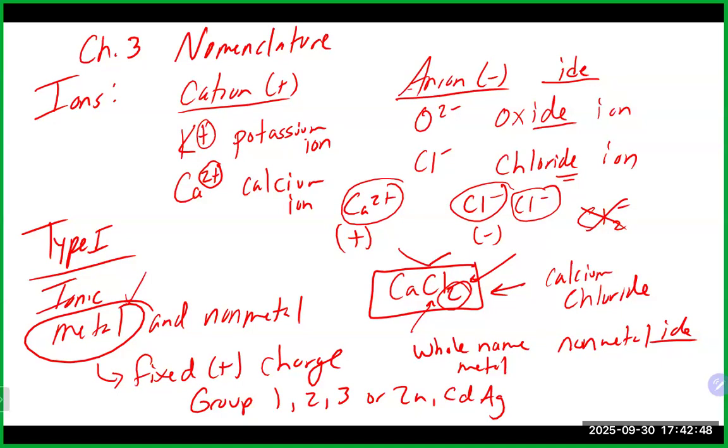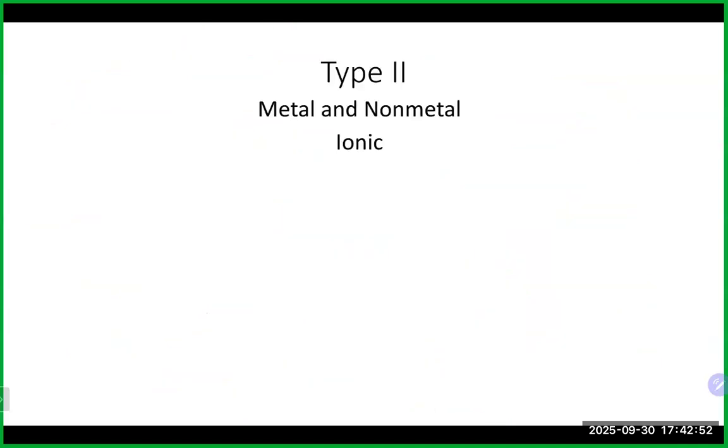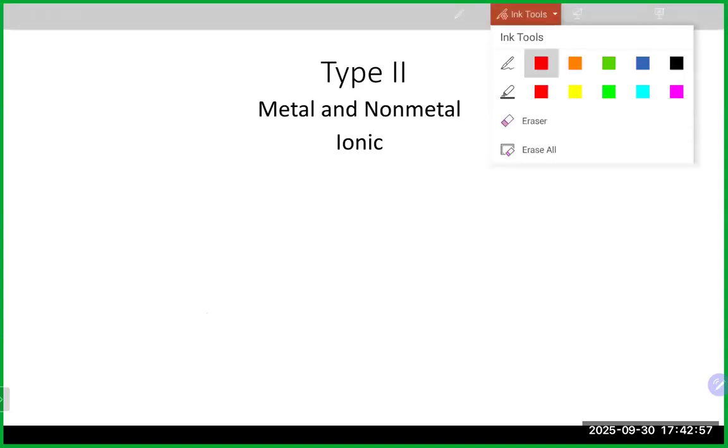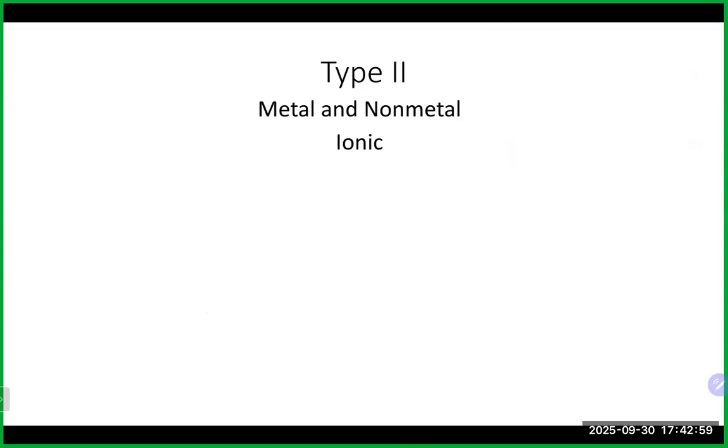Any questions on any of that there? All right, then let's continue on. We're going to talk about type 2 compounds. And type 2 compounds are also going to be ionic, and they're also a metal and a nonmetal together. So the difference here is the metal. And as I mentioned before, that metal is the most important thing.